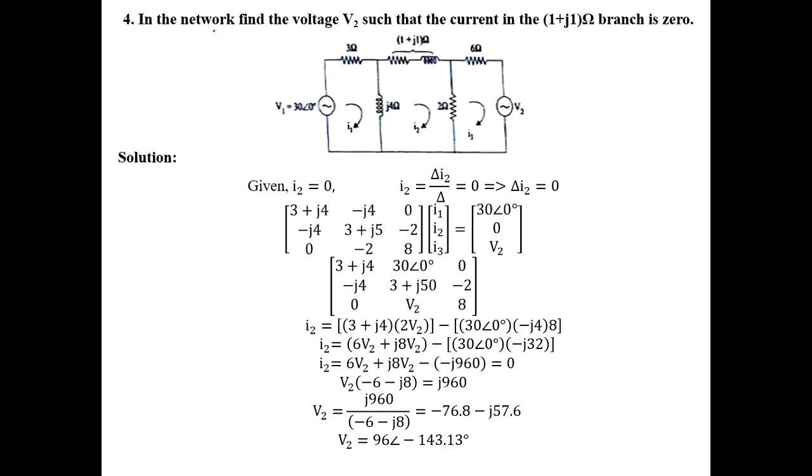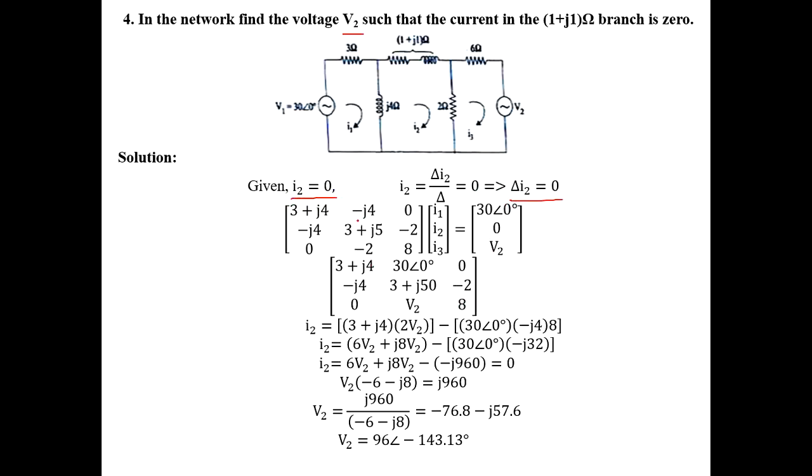Next problem. In the network, find the voltage V2 such that the current in the 1 plus j1 ohm branch is 0. In this type of problem, the complex value indicates this is an AC circuit. We have to calculate the voltage V2, and the given condition is that the I2 value is equal to 0. By Cramer's rule, I2 is equal to delta I2 divided by delta, which is equal to 0. From that we can say that delta I2 is equal to 0.